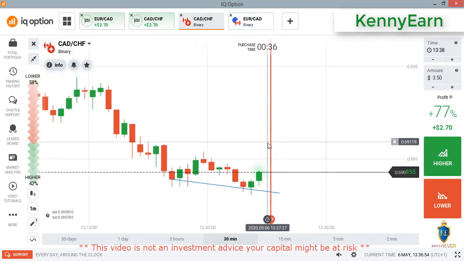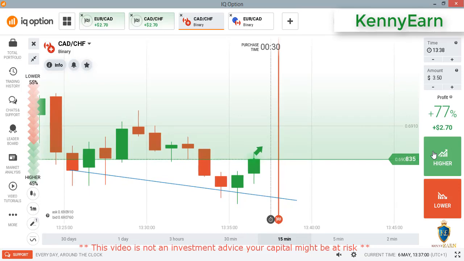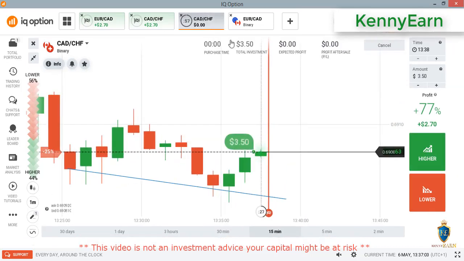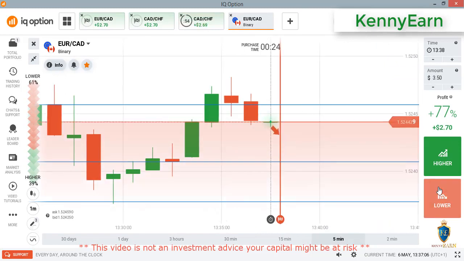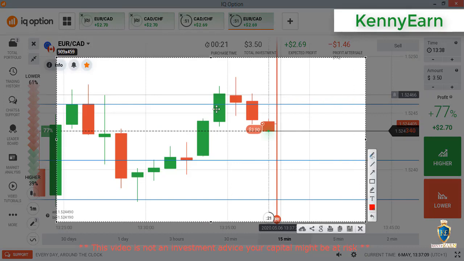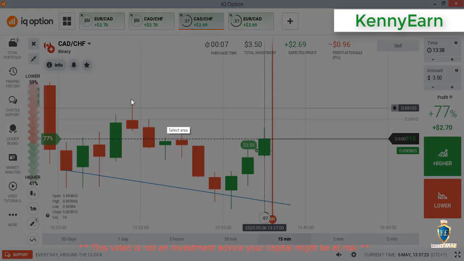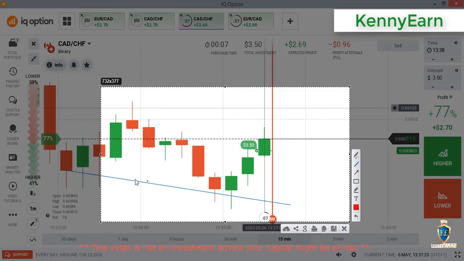You can see buyers are entering on the other pair. I'll go with the higher option here, and I'll go with the lower option here. I went with the lower option here because I saw a strong sellers' area, a reversal candlestick, and a strong sellers' entry. So that was our confirmation. And here too, I saw buyers enter from this level. I saw a hammer candlestick and a strong buyers' entry. So I have to go with the higher option again.